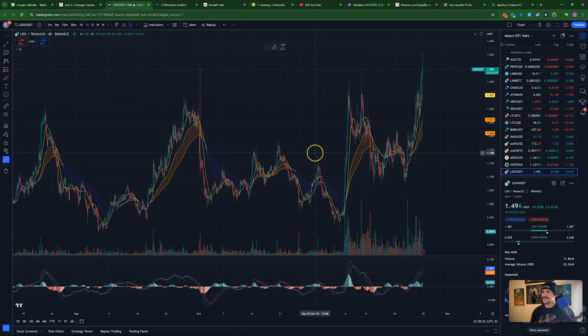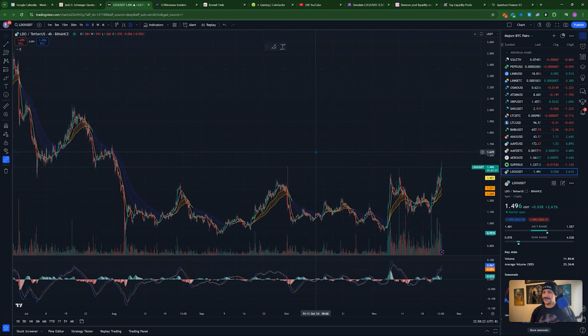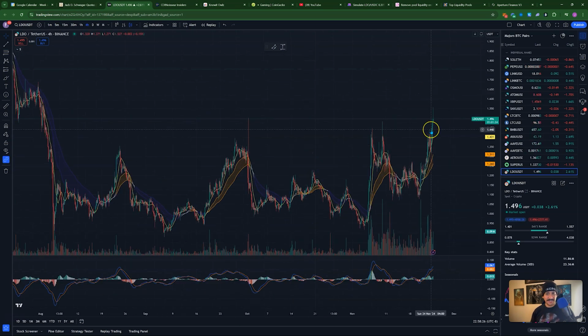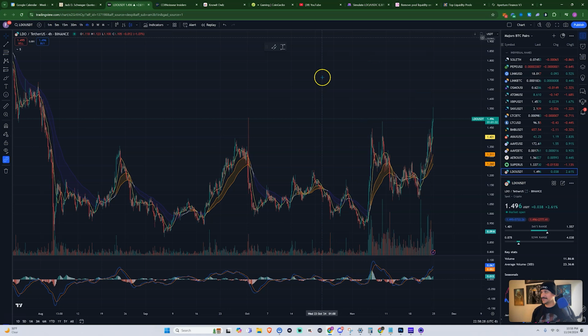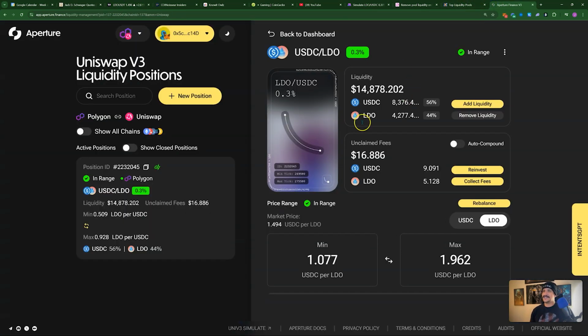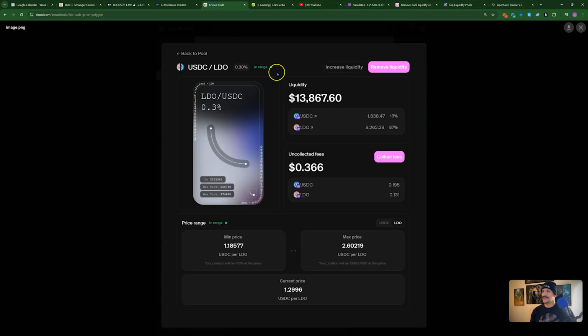I am in this position in LDO USDC, and the market has been in a nice uptrend lately, right? So we've been seeing some great movement. I got into this position in the low ones, like 120-ish. Actually, I'll show you guys right here. Yeah, so I set up this position initially.